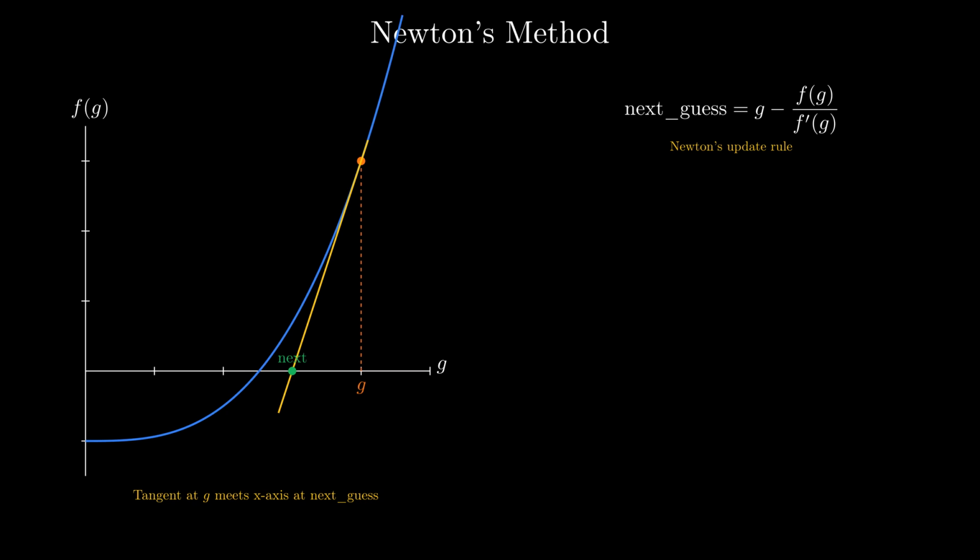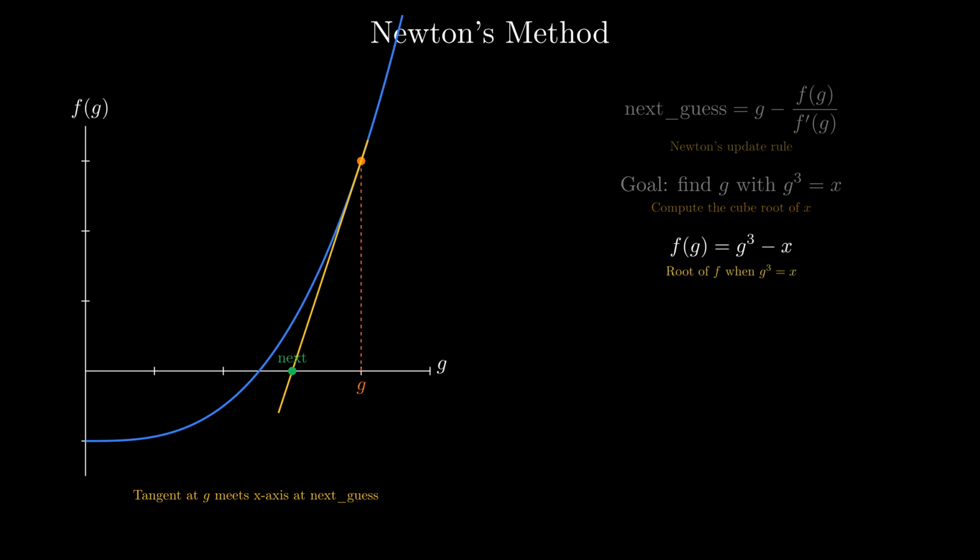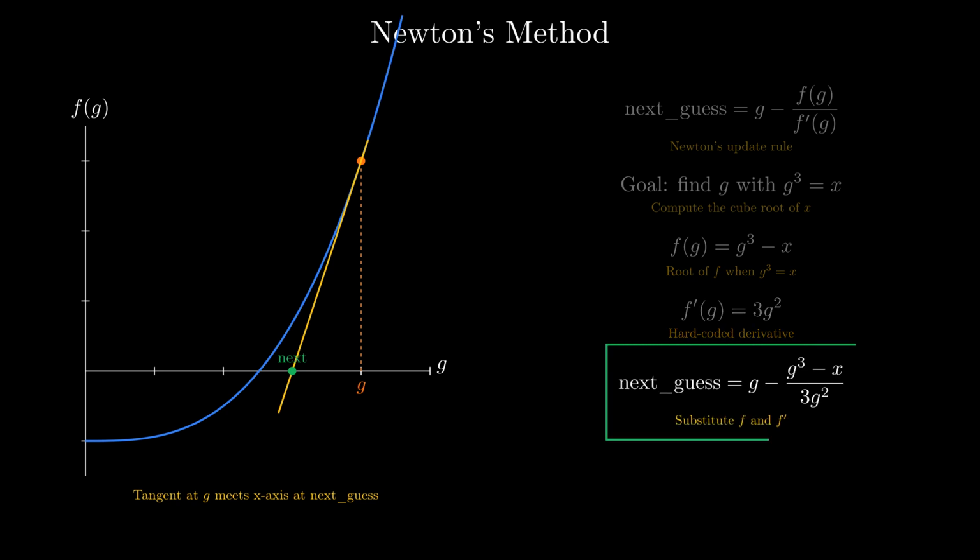The next guess equals the current guess minus f of the guess divided by f prime of the guess. Python doesn't evaluate functions or derivatives symbolically, so we hardcode both. To find the cube root of x, the function is f of g equals g cubed minus x, and its derivative is 3g squared. Substituting these into the update rule, the next guess equals g minus the quantity g cubed minus x, all divided by 3g squared.